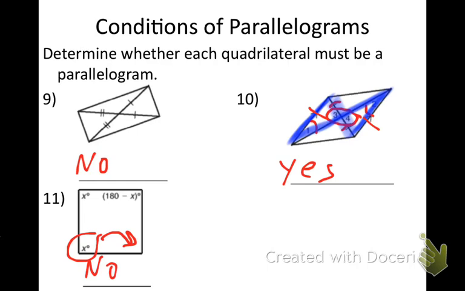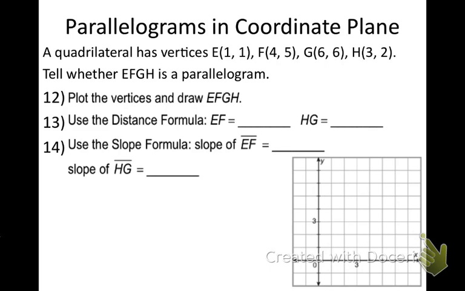All right, last thing we're going to do today is talk about parallelograms in the coordinate plane. A quadrilateral has vertices at (1, 1), (4, 5), (6, 6), and (3, 2). Tell whether EFGH is a parallelogram. So I'm going to draw my lines in here. A couple things to look at here.